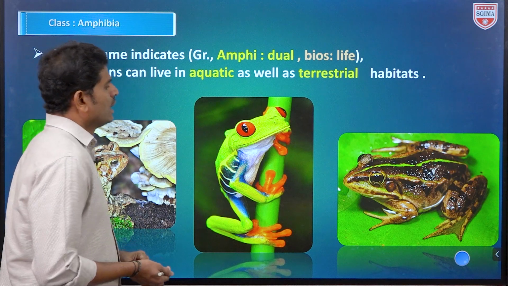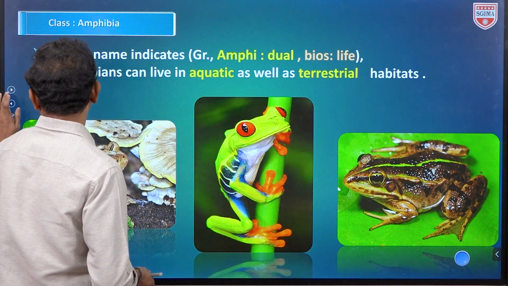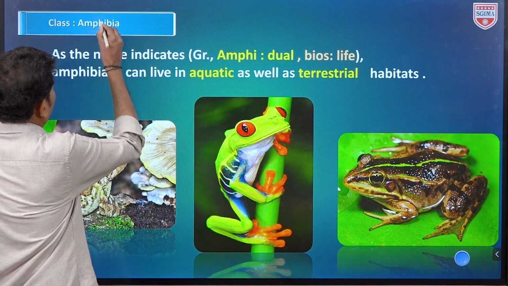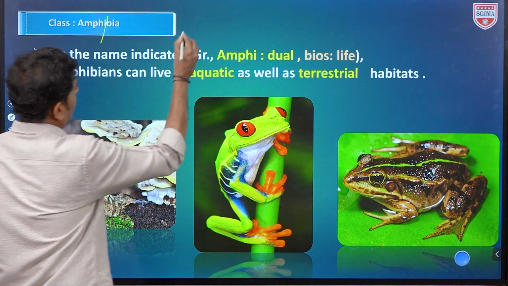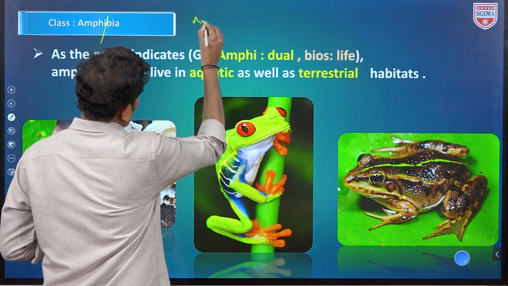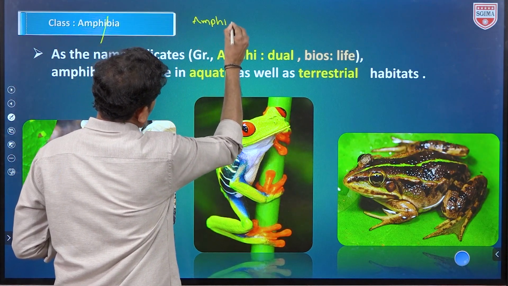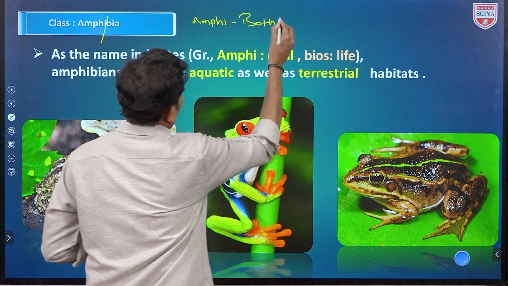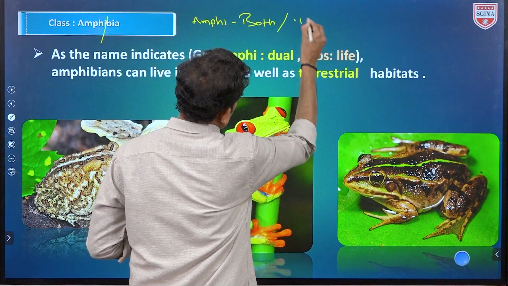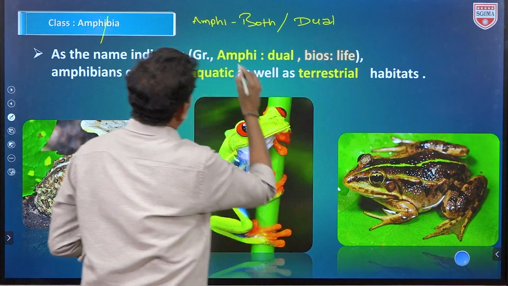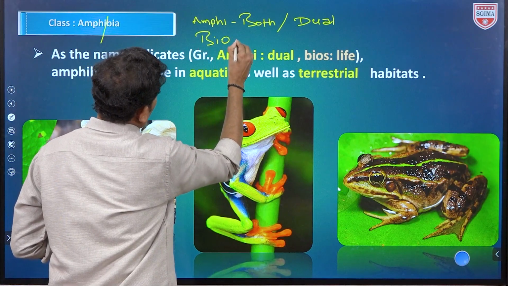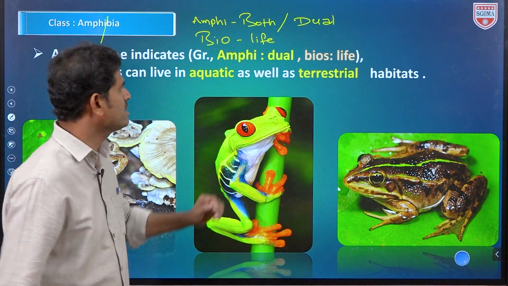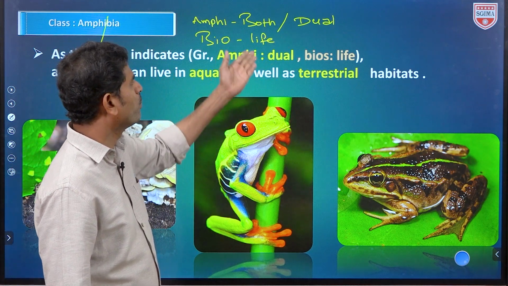Now, Class Amphibia. First of all, we can see the meaning of this word, amphibio. Amphi means both, and another meaning we can take is dual. And bio means life, living organisms. So what is this dual life or both life?